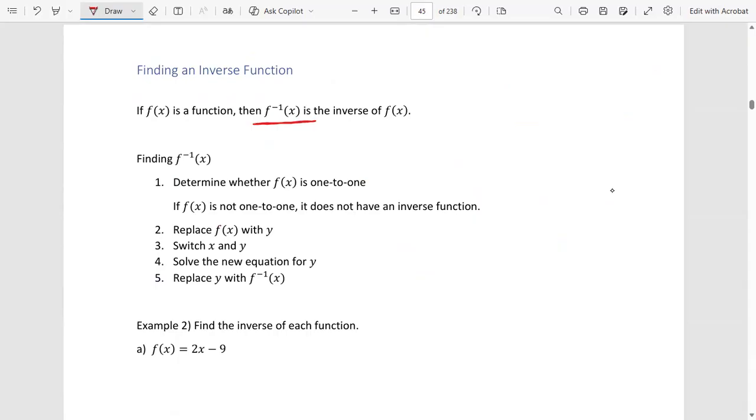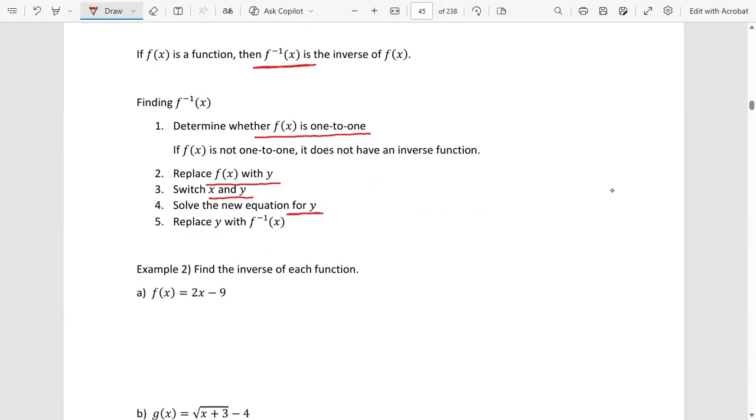And to find the inverse function, first of all, we have to make sure that the function is 1-to-1. Otherwise, even if we find the inverse, the inverse is not a function. That means for every one y value, we just have one x value. Then we have to replace f of x by y. Then we need to switch x and y, and then solve the equation and isolate the y in the new equation. That's it. That's all we do.